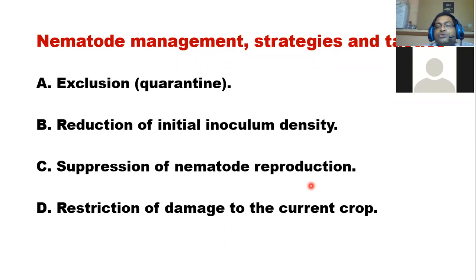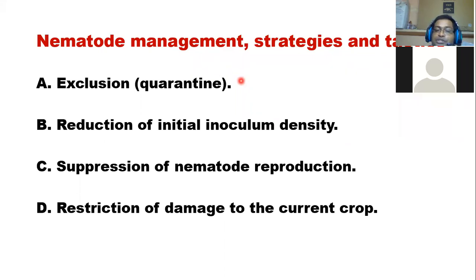So you are going to omit the entering of nematode. It may be into your field or it may be into the country. And second, reduction of initial inoculum density. So you can use exclusion technique or you can use reduction of initial inoculum density. How we are going to reduce the initial inoculum density, we will discuss later.